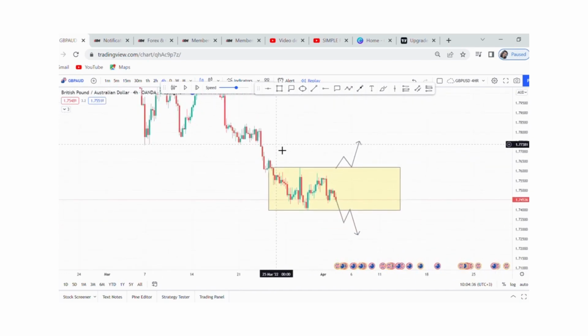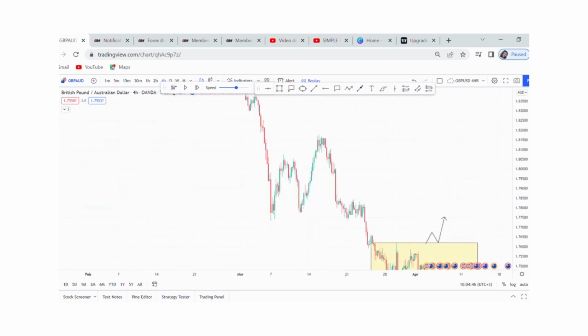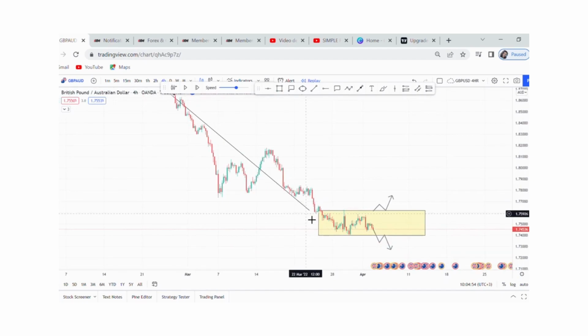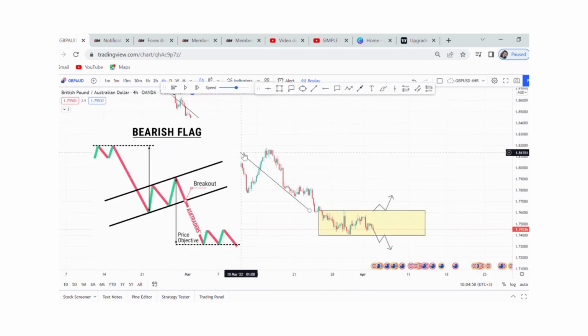But that does not mean that the market cannot break on the upward side. But most of the time, if the market is coming from up, coming down, and then consolidates and enters a channel, it's what we call a bearish flag. That's a bearish flag. I will put a photo for you guys to see.